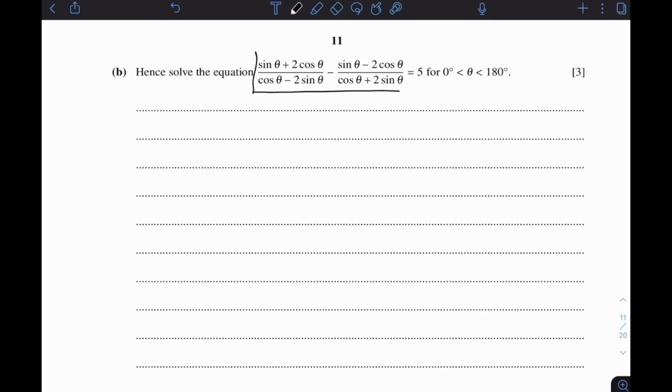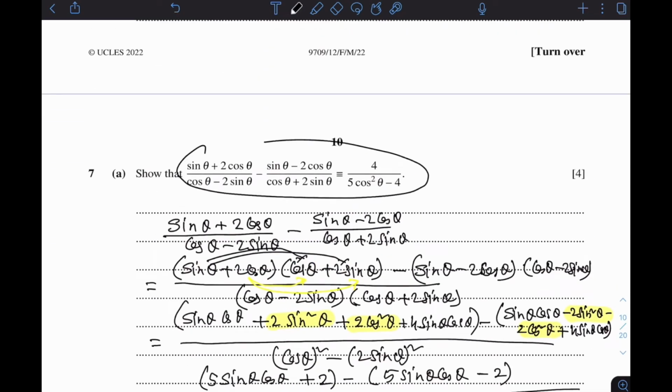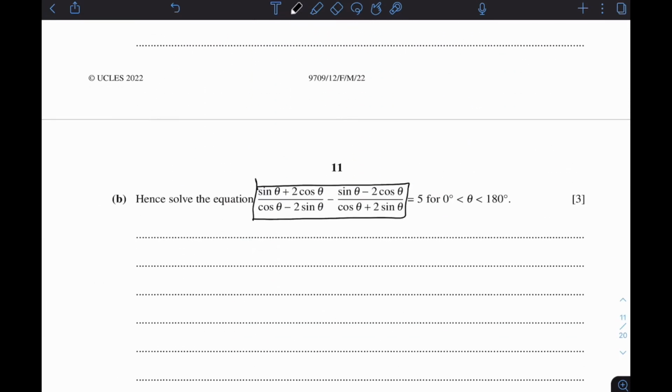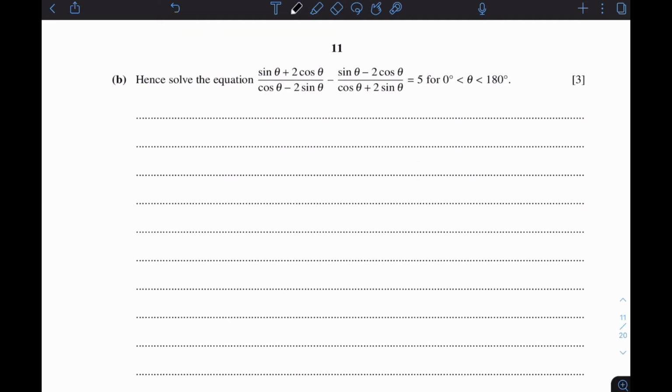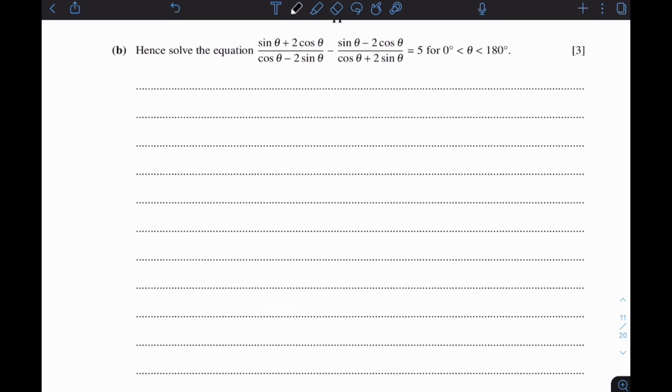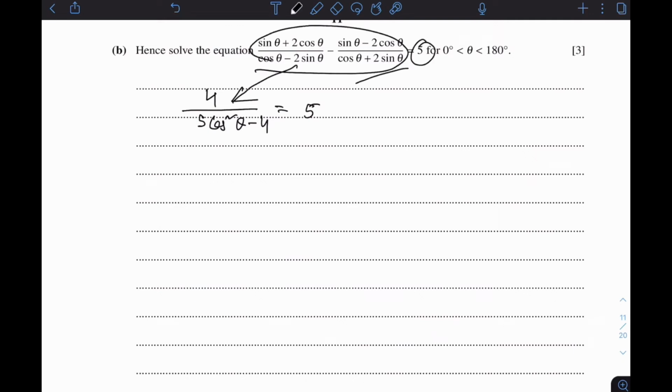Let me see this one. This is exactly like what is given in the question. We need to prove this. Okay, so now we can use it here directly: 4 by 5 cos square theta minus 4 equals 5. This part is substituted by this one, and 5 is exactly here.